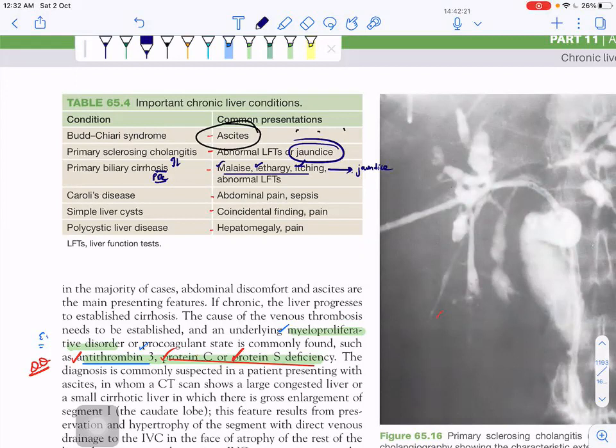If, without malaise, lethargy and itching, they tell you only jaundice and pain, then you have to go for PBC or PSC. Jaundice first will present in PSC. In PBC, general symptoms are followed by jaundice. Caroli disease presents with abdominal pain and sepsis, and simple liver cyst is a coincidental finding with pain. Polycystic liver disease has hepatomegaly, and pain will be there.